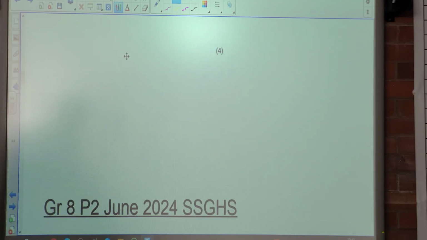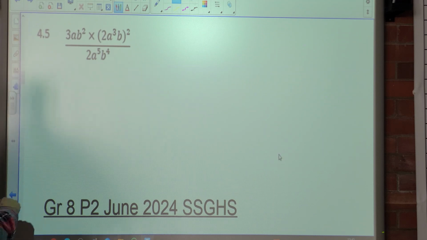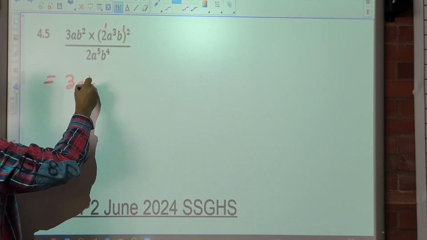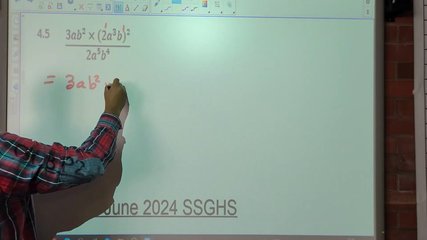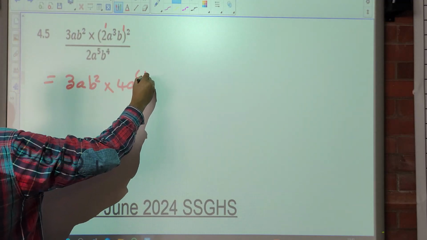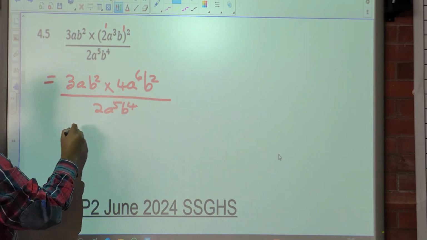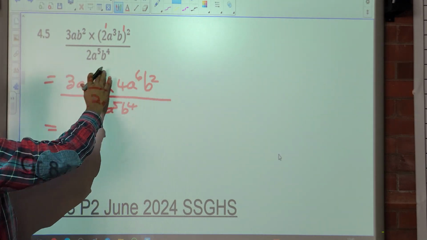The next one, we need to do the exponent first. Okay? So that will give you a 1 and a 1 there. So it's going to be 3ab squared times 2 squared is 4, a^6b squared over 2a^5b^4. I'm going to multiply the top out first.